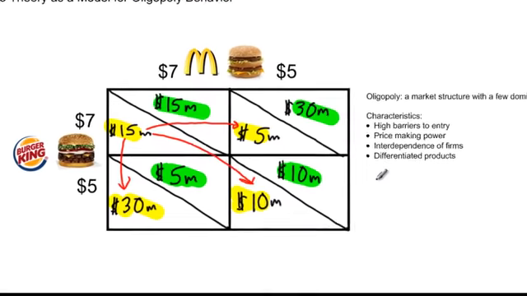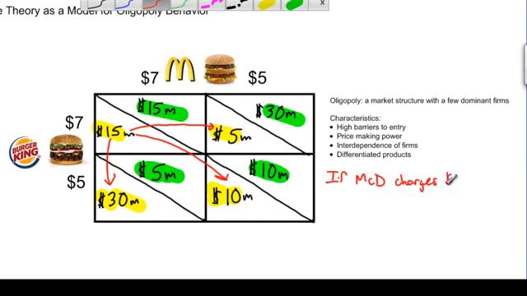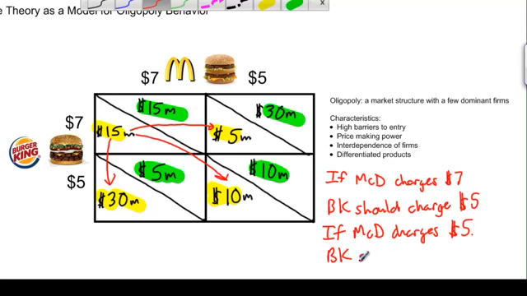So, we're going to go through a couple of options here. If McDonald's charges $7, what should Burger King do? Burger King should charge $5. Why? Because Burger King's profits will be $30 million instead of $15 million if it lowers its price to $5. So what if McDonald's charges $5? If McDonald's charges $5, Burger King should charge $5. Why is this the case? Well, as we demonstrated in our payoff matrix, by lowering its price to $5 at the same time that McDonald's lowers its price to $5, Burger King prevents its profits from falling from 15 to 5 million. Instead, they only fall from 15 to 10 million. Therefore, Burger King should always charge $5.